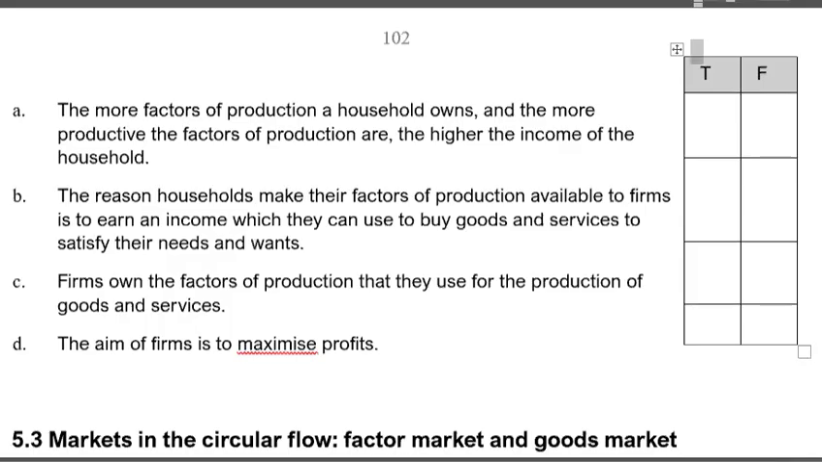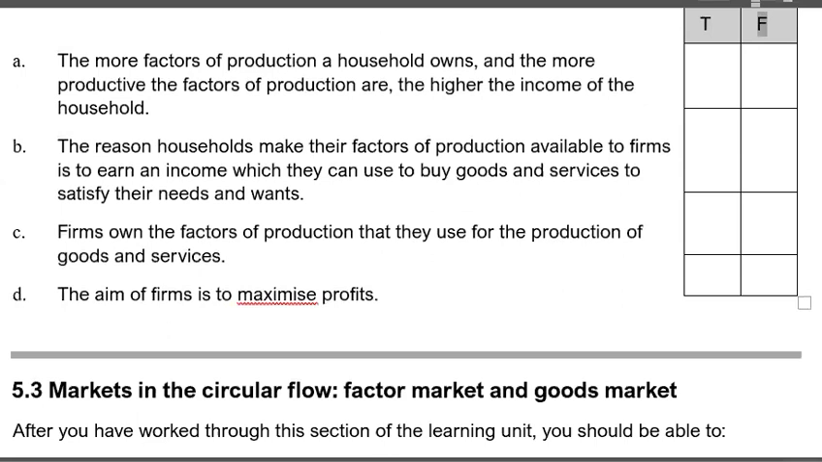2.3 Indicate whether the following statement is true or false. The more factors of production a household owns, and the more productive the factors of production are, the higher the income of the household. The reason households make their factors of production available to firms is to earn an income which they can use to buy goods and services to satisfy their needs and wants. Firms own the factors of production that they use for the production of goods and services. The aim of firms is to maximize profits.